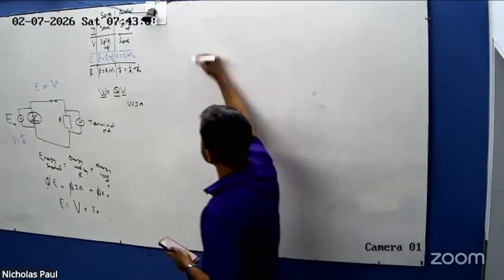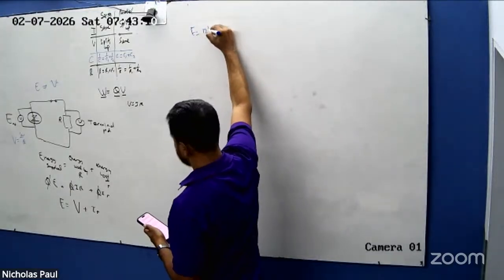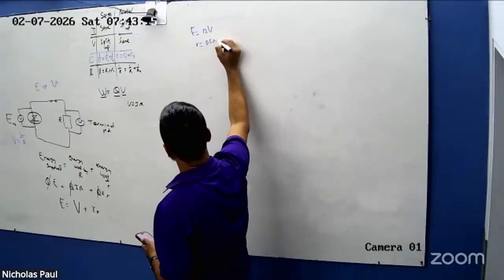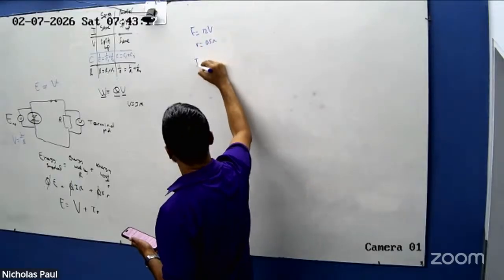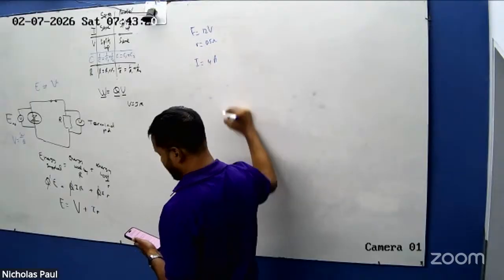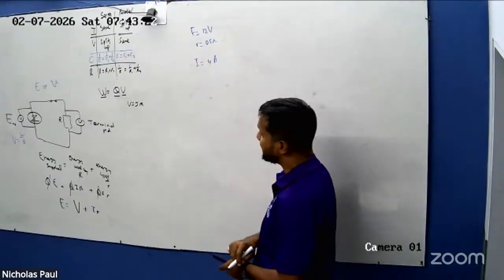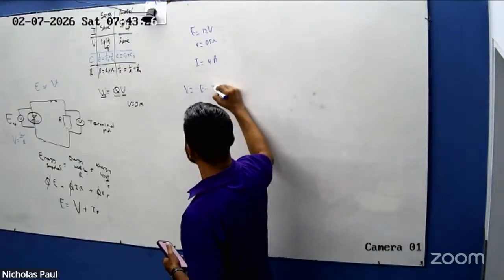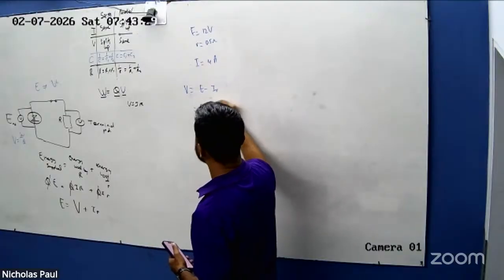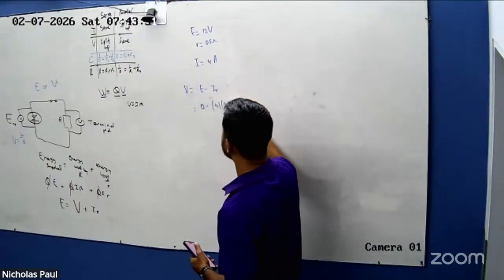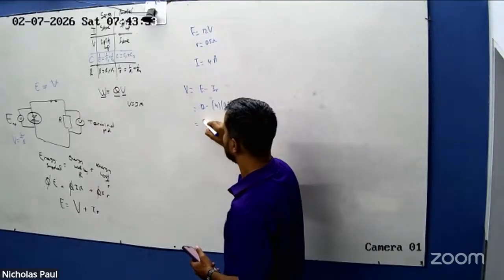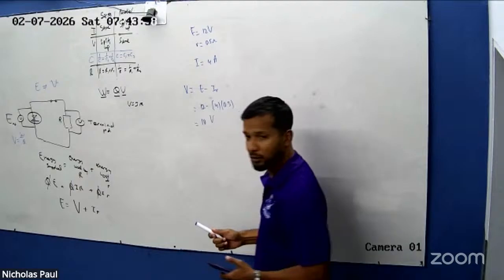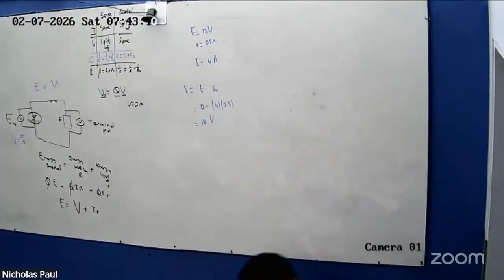Right, you're done. EMF is 12 volts. I'm just writing the values. Small r is 0.5 ohms, and current flowing is 4 amperes. To calculate V, we could just use V is equal to E minus I r. So that's 12 minus 4 times 0.5, and you get 10 volts. All right, let's go again.